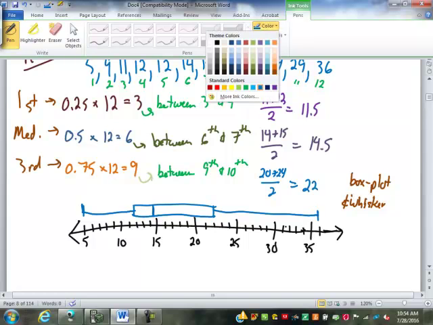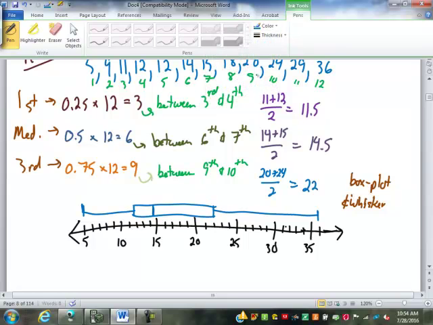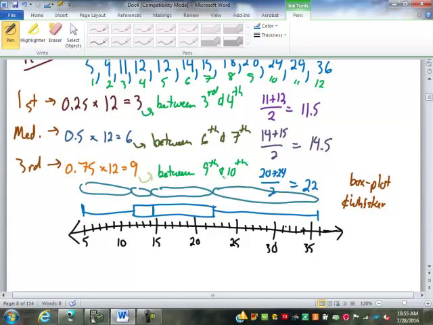Now what this does is divide our data into 4 sections. This is my first quarter, my second quarter, my third quarter, and my fourth quarter. What this shows us is where the numbers are tightest together and where they're the most spread apart. Looking at this box plot, where would you think the numbers would be tightest together? Quarter 1, 2, 3, or 4?